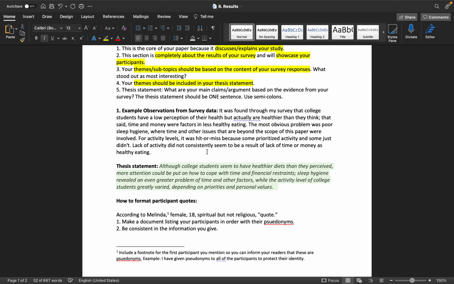Although college students seem to have healthier diets than they perceived. So this is like my claim in a sense, because my research question was asking how healthy are college students. So my answer to my research question is that they're healthier than they think they are, basically. And then I go into the different areas of health that I'm going to flesh out.